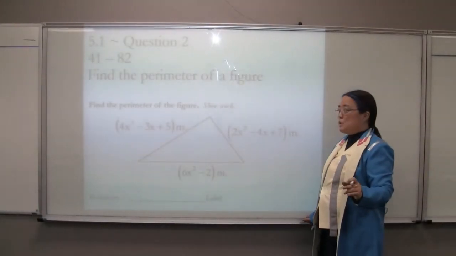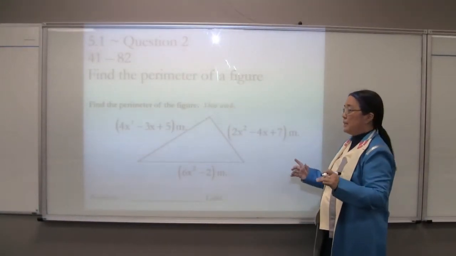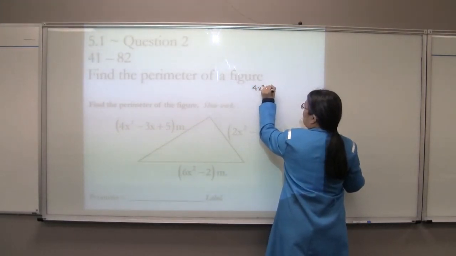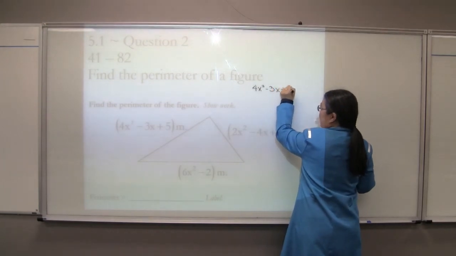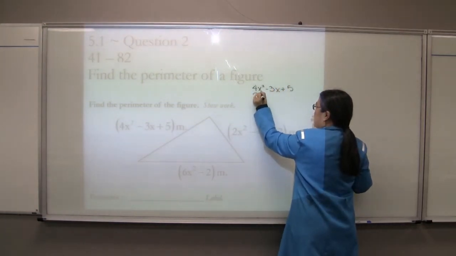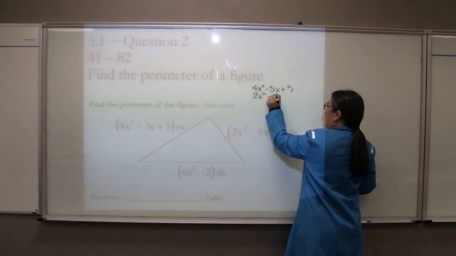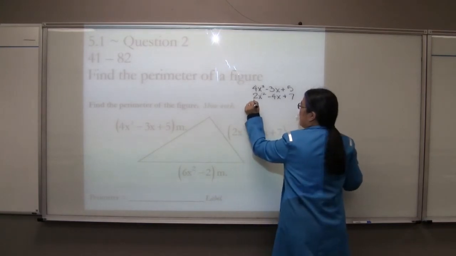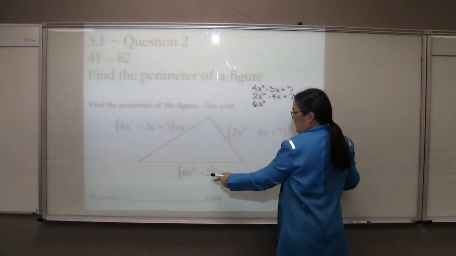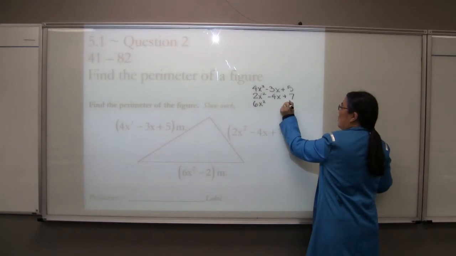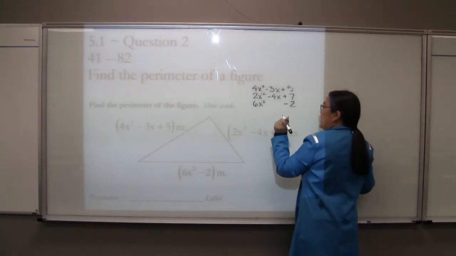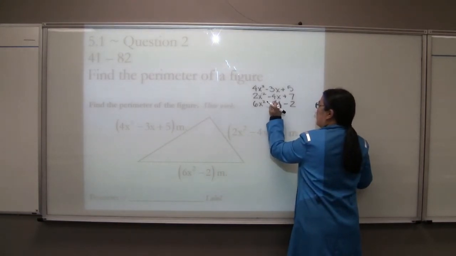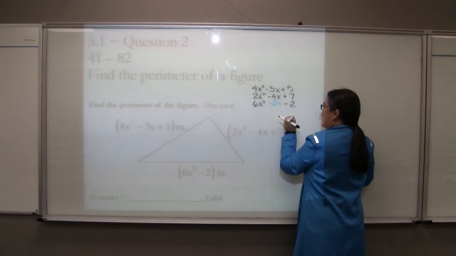Another way that you could solve this problem is to stack them and combine like terms that way. So here I would have my 4x squared minus 3x plus 5. Then my 2x squared minus 4x plus 7. And then my 6x squared would go in the x squared column, and my minus 2 would go in the plain old numbers column. If it makes you feel better, you may put a plus 0x to hold the spot.